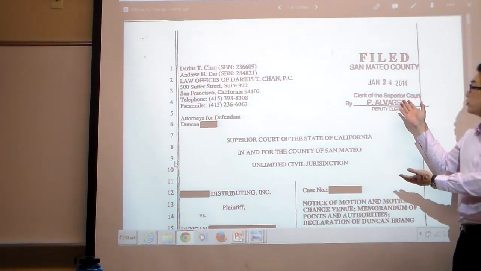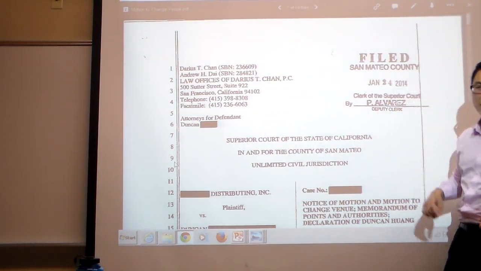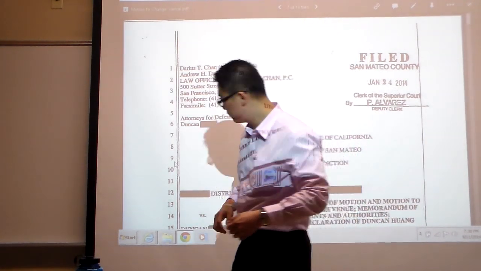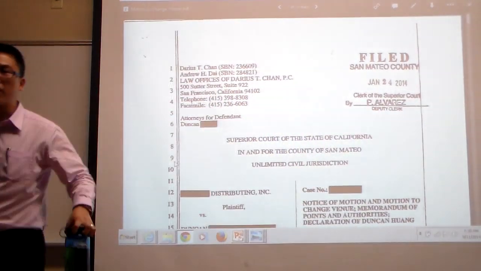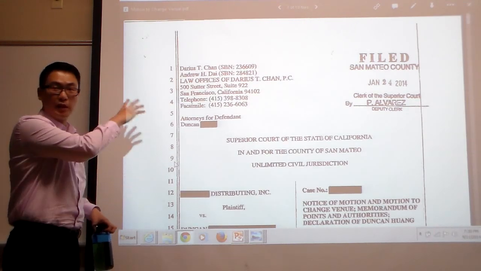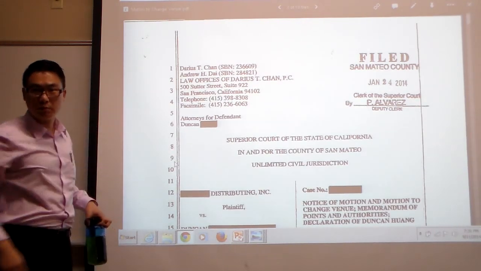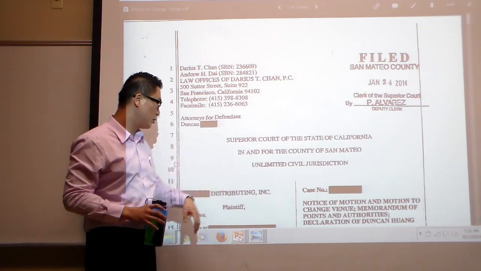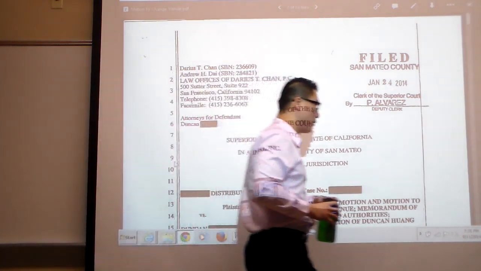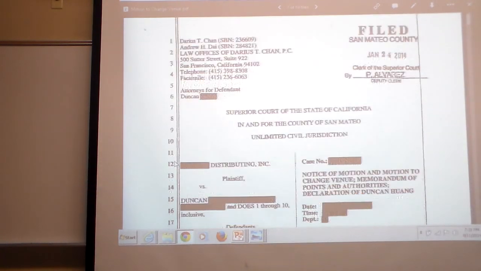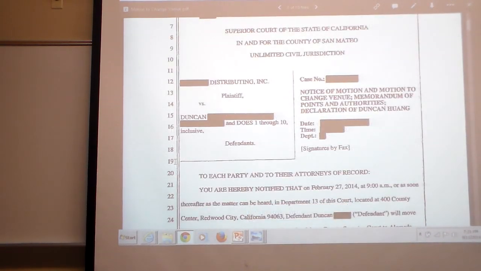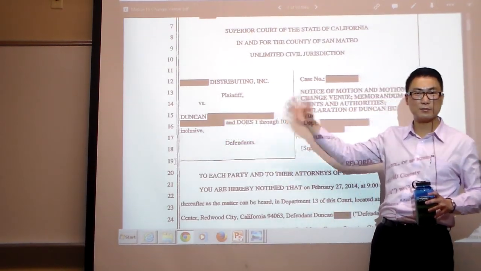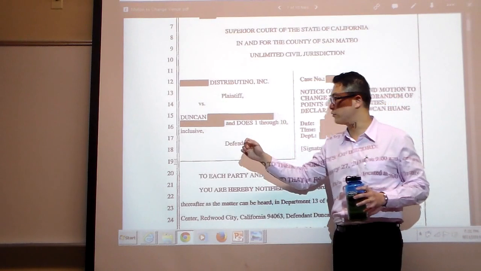This is filed on January 24th at San Mateo County. Okay? This is me. You can see my name here. So I use our own template, the pleading paper, 28-line paper. Okay, pleading paper. So this is for the court of San Mateo, for plaintiff versus Duncan. I've got to redact the information.